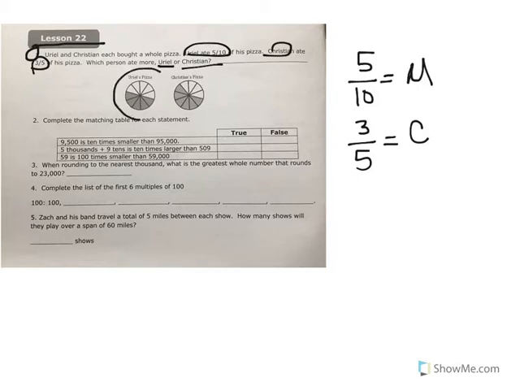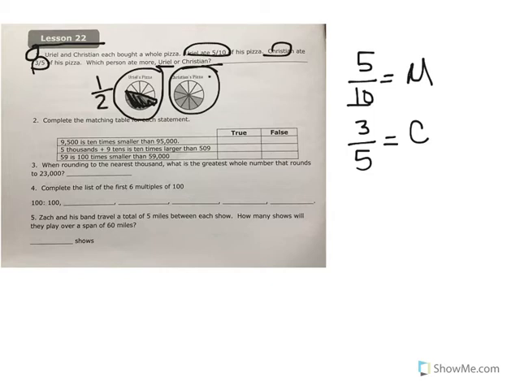So they give us a really good visual here. Uriel's is 5 out of 10 pieces. Well, I can think of a half. What would be half of 10? It would be 5. So Uriel clearly ate half of the pizza. Okay, so 5/10 is equivalent to 1/2.